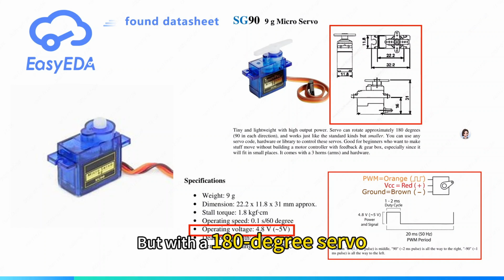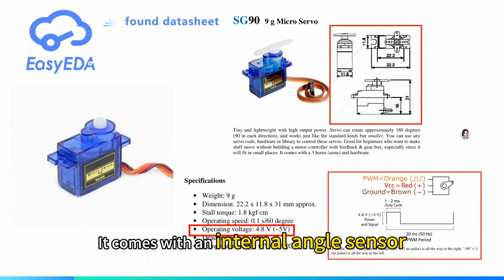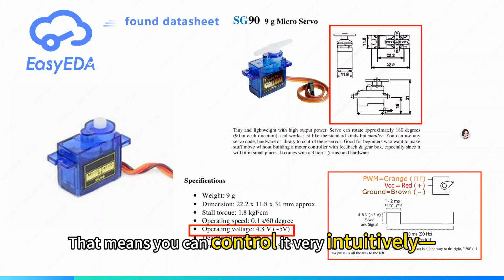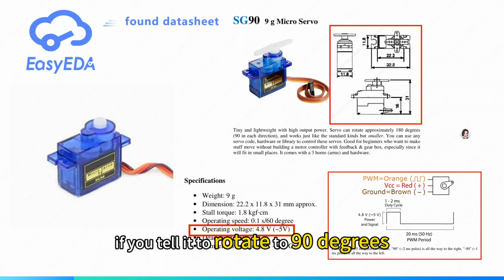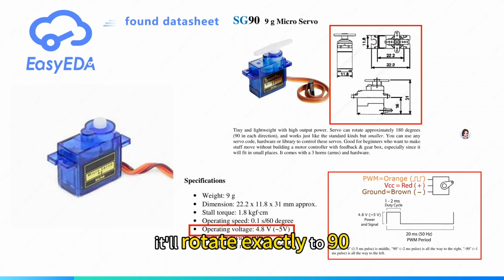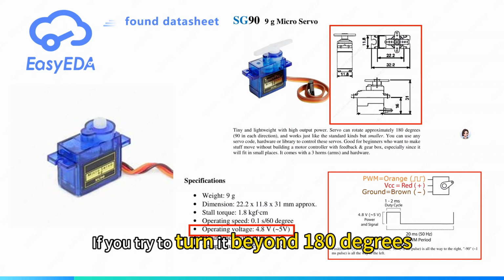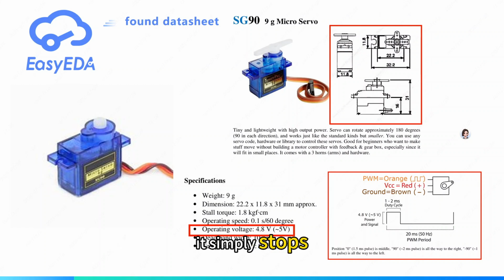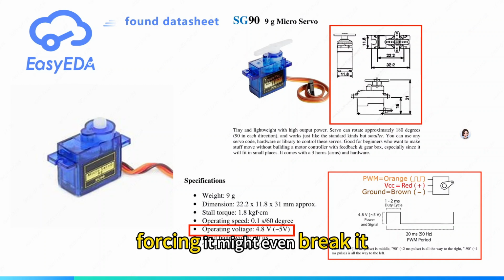But with the 180-degree servo, it's a whole different story. It comes with an internal angle sensor. That means you can control it very intuitively. If you tell it to rotate to 90 degrees, it will rotate exactly to 90. If you try to turn it beyond 180 degrees, it simply stops. In fact, forcing it might even break it.